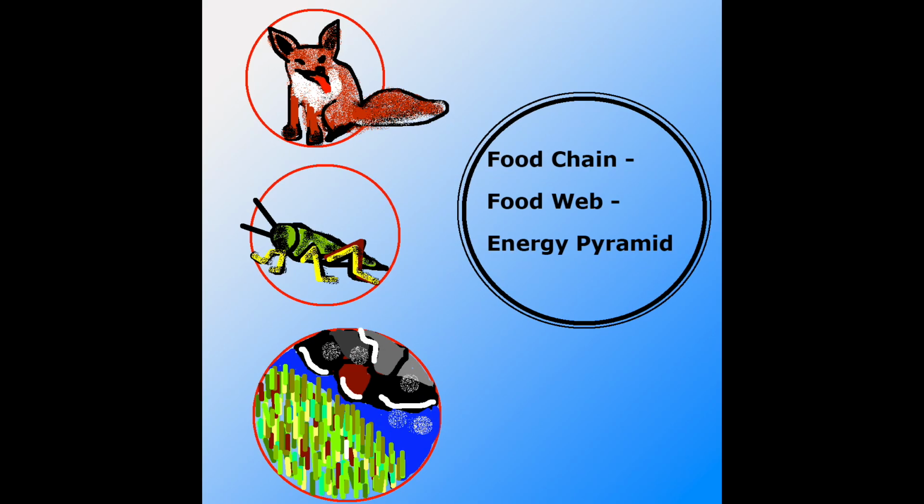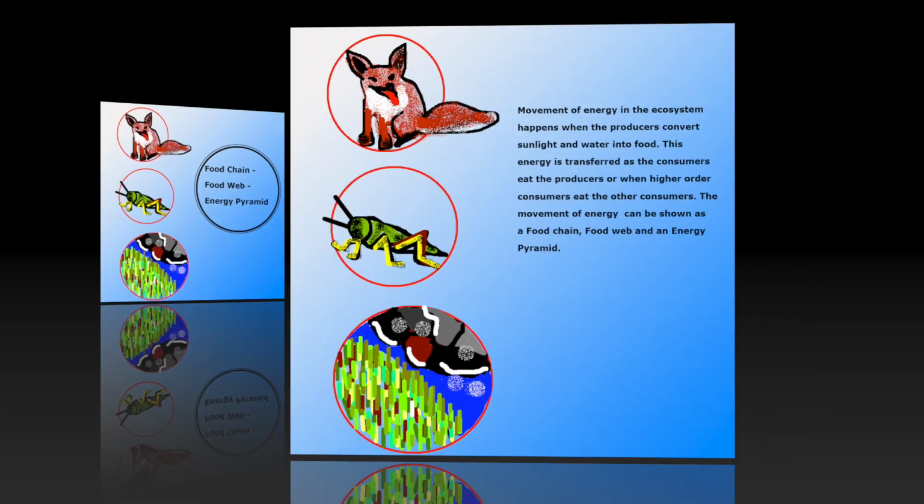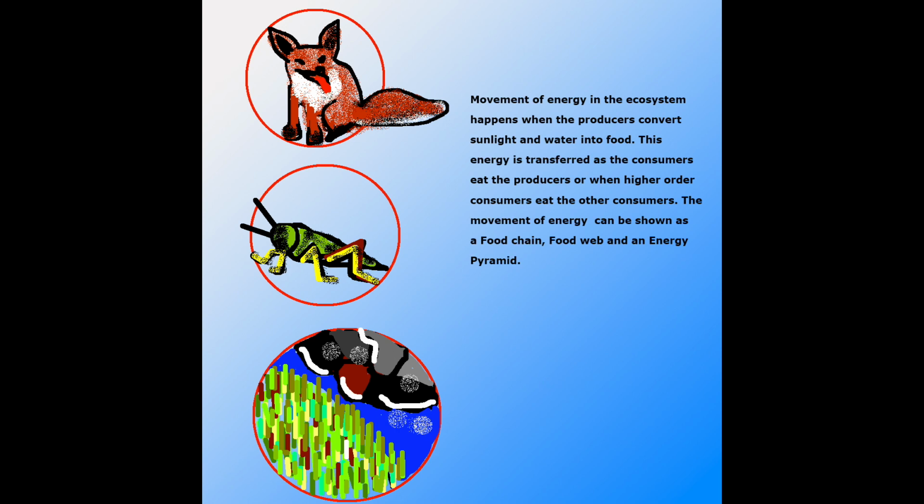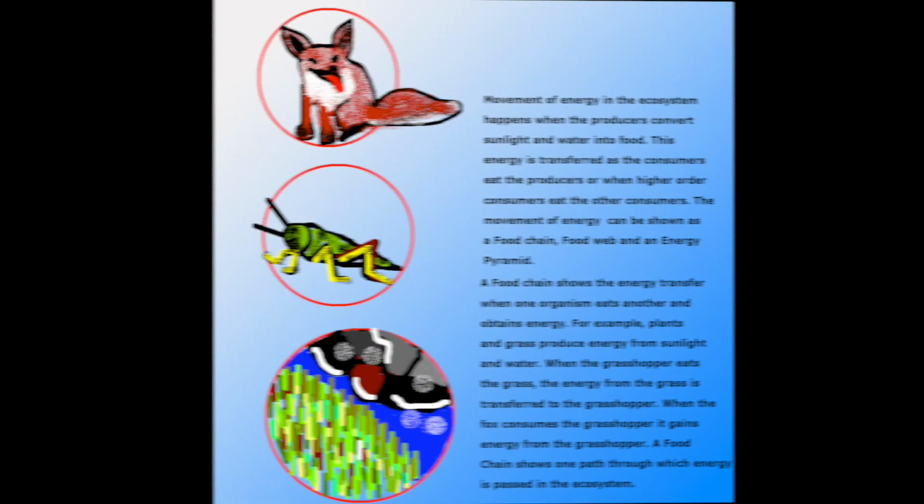Food chain, food web, energy pyramid. Movement of energy in the ecosystem happens when the producers convert sunlight and water into food. This energy is transferred as the consumers eat the producers or when higher order consumers eat the other consumers. The movement of energy can be shown as food chains, food webs and energy pyramids.